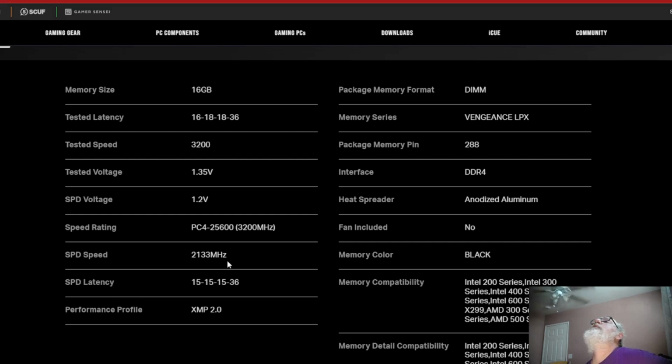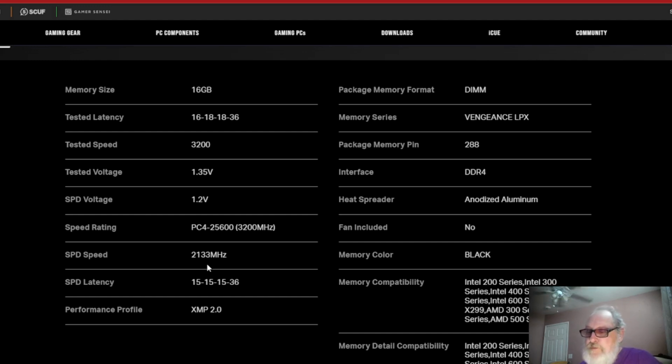Speed is 2133, which, that's true. It goes from 2133 to 3200. Their baseline latency is 21. The speed, the baseline is 2133. It only boosts up to 3200. If you go up to 34 or 36, it'll become unstable.